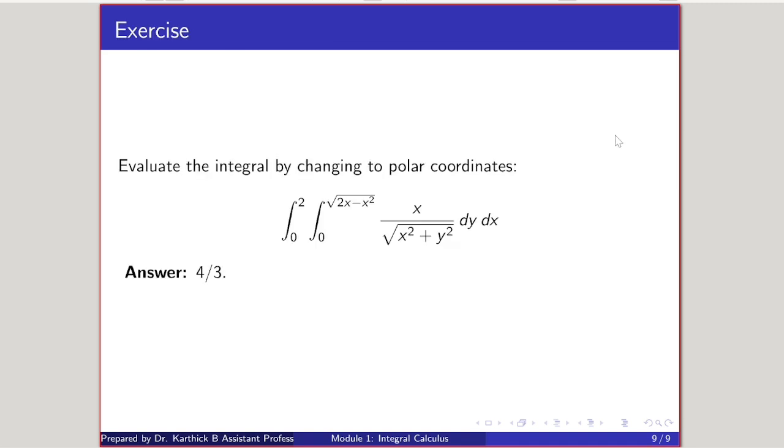On the next slide, I am giving an exercise, a similar problem. We want to change the Cartesian coordinates to polar coordinates, and here we substitute x equal to r cos theta and y equal to r sin theta, and dx dy becomes r dr d theta. By using this substitution, you can evaluate this. Just follow those steps, and finally you will get the answer 4 by 3.